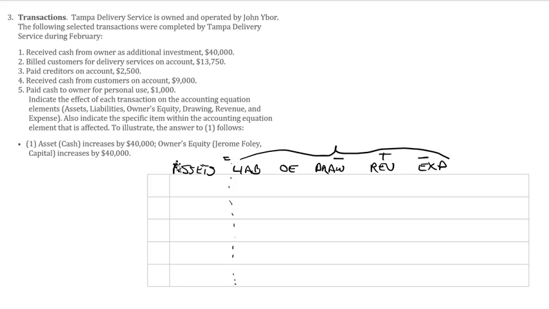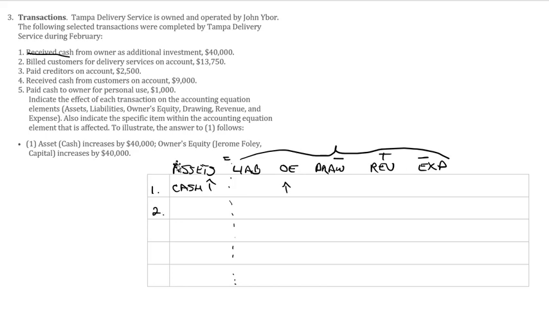So the first one is we received cash from the owner as an additional investment. So we received cash, and as soon as you see that, received cash, that means the cash goes up. So look for those words. So we're going to have cash here. Cash is going to increase by $40,000, and owner's equity will increase by $40,000. And that's number 1.